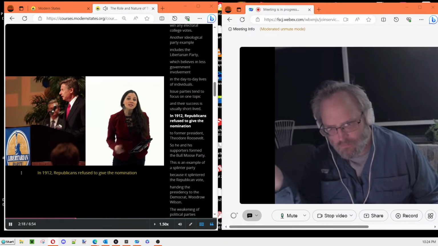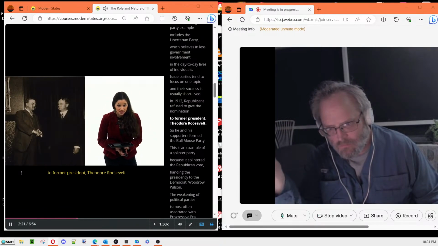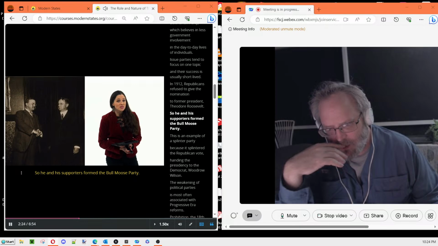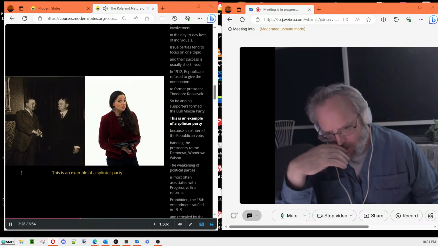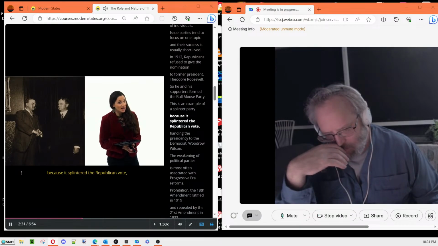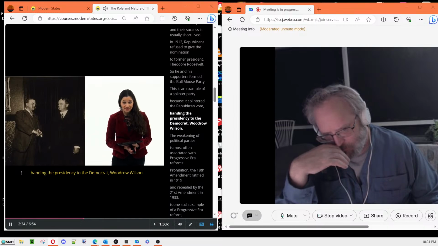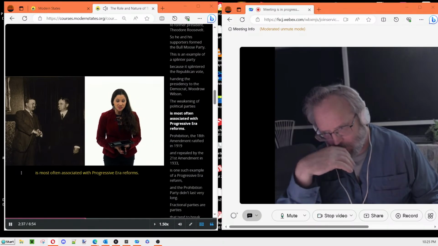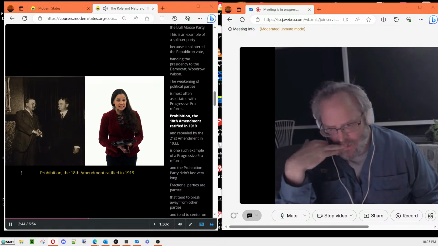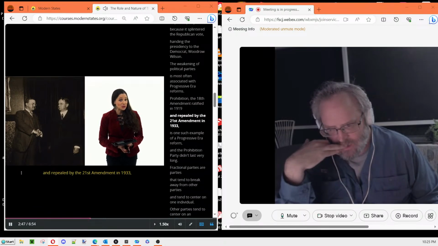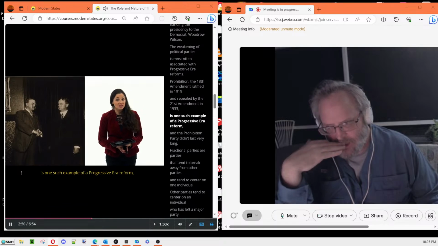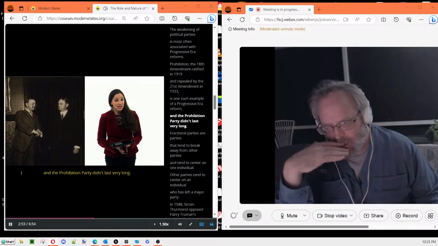In 1912, Republicans refused to give the nomination to former President Theodore Roosevelt, so he and his supporters formed the Bull Moose Party. This is an example of a splinter party because it splintered the Republican vote, handing the presidency to the Democrat Woodrow Wilson. The weakening of political parties is most often associated with progressive-era reforms. Prohibition, the 18th Amendment ratified in 1919 and repealed by the 21st Amendment in 1933, is one such example of a progressive-era reform, and the Prohibition Party didn't last very long.